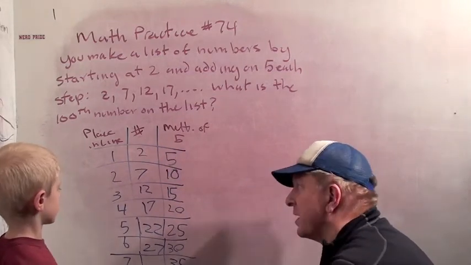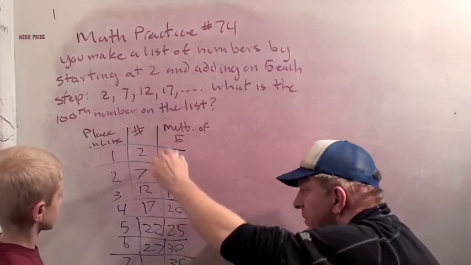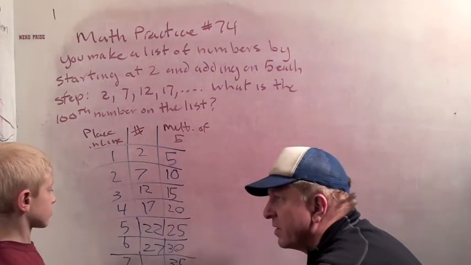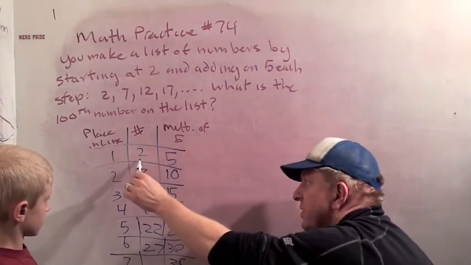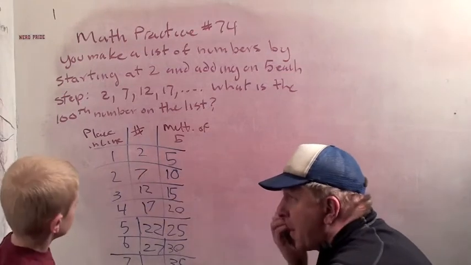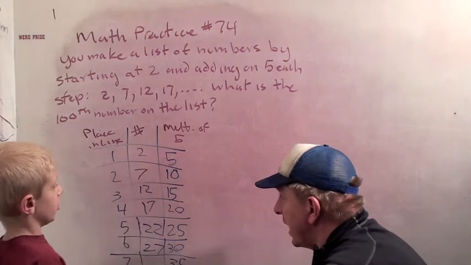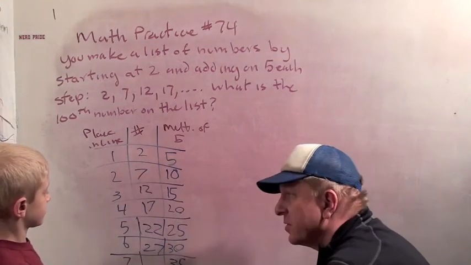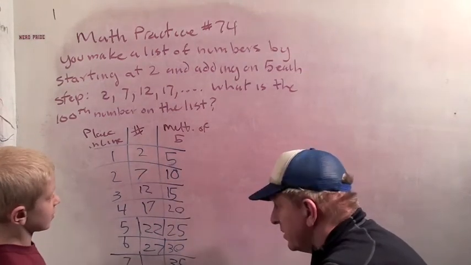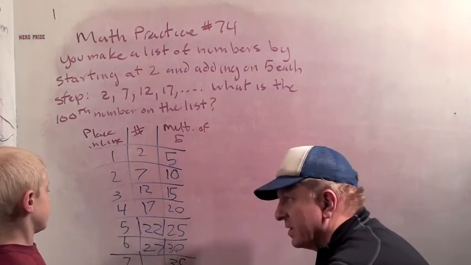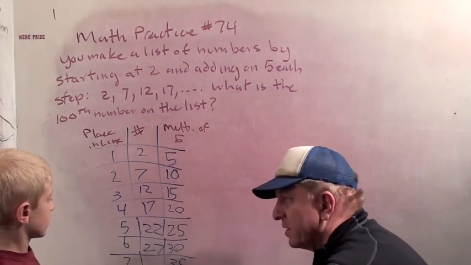Because we're adding 5 every time in this column, it's probably a good idea to compare to multiples of 5. So do you see any relationship between this column and that column? Well, this number is 3 more than this number. That number is 3 more than this number. Okay, is that always true? It looks like it, because 30 is 3 more than 27. 25 is 3 more than 22.